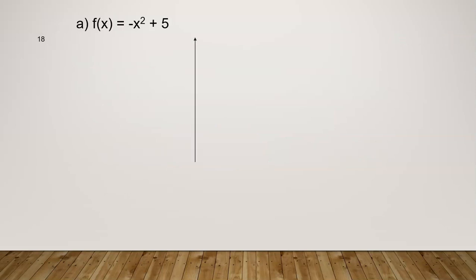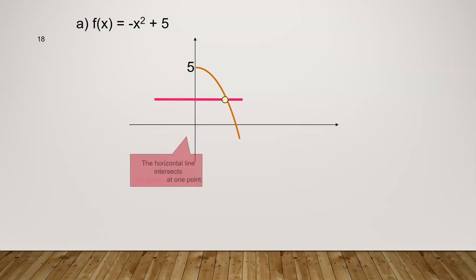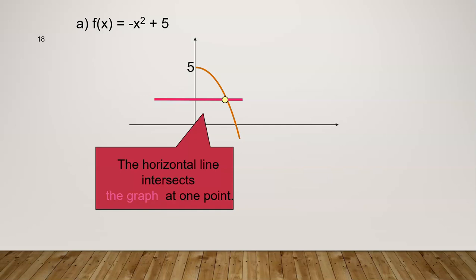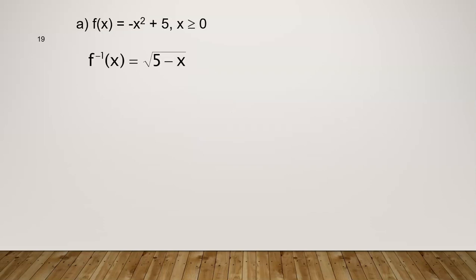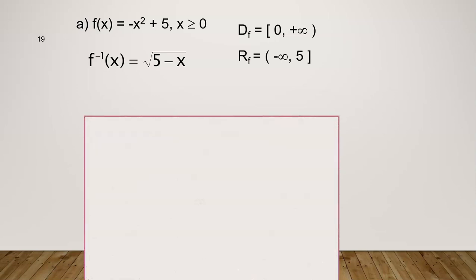Okay, for this one, alright, so that is your graph of f. We test with a horizontal line, there is only 1 point of intersection. So meaning that it has an inverse, right? Okay, second one, we find the inverse function. f inverse x equals to square root of 5 minus x.